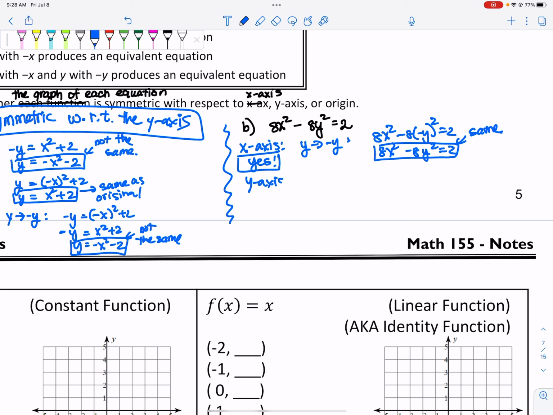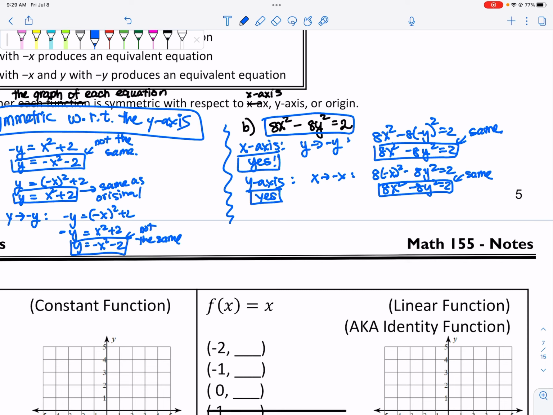For the y-axis, we replace the x with the negative x: 8 times negative x squared minus 8y squared equals 2. Negative x squared is going to be the same thing as positive x squared, minus 8y squared equals 2. Yes, it is the same as the original equation. So yes, the graph is symmetric with respect to the y-axis.